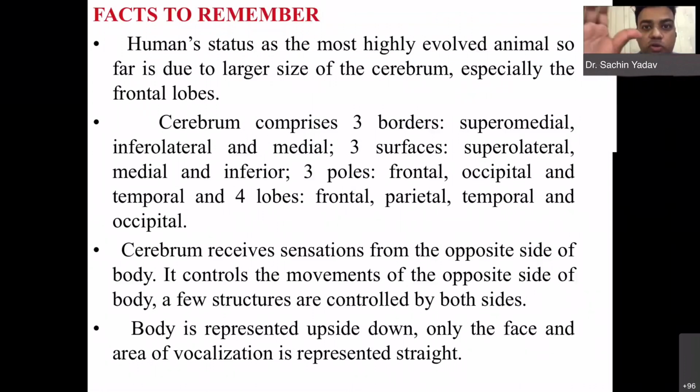So that is known as the homunculus. That particular pattern of showing the representation of the body parts on the primary motor or the sensory cortex is known as the homunculus. Okay. So that is saying about the homunculus of the motor cortex or the sensory cortex, right?